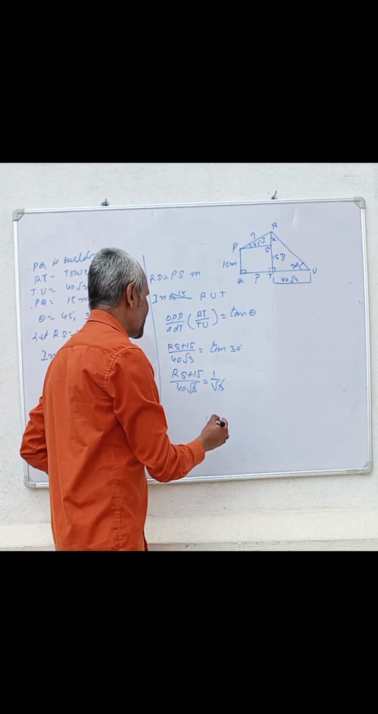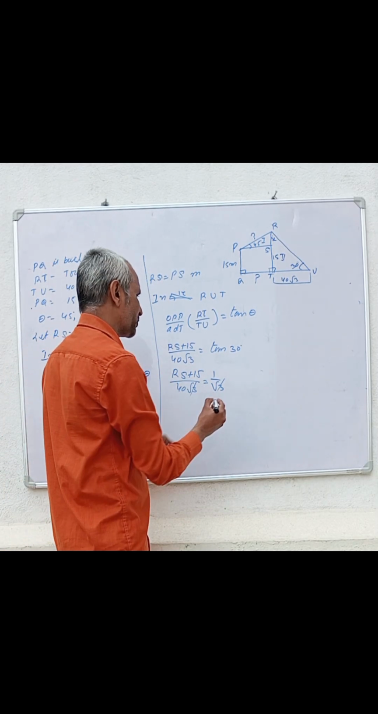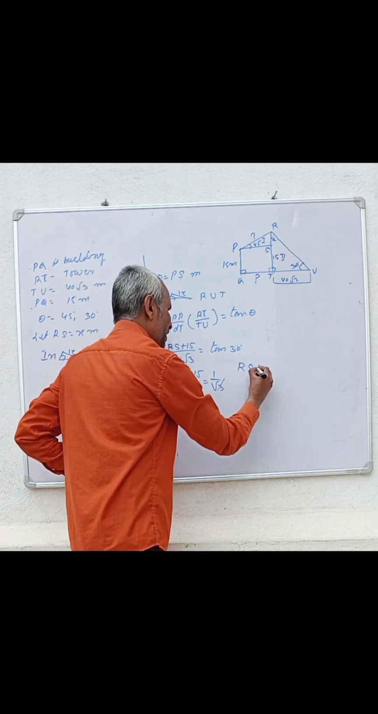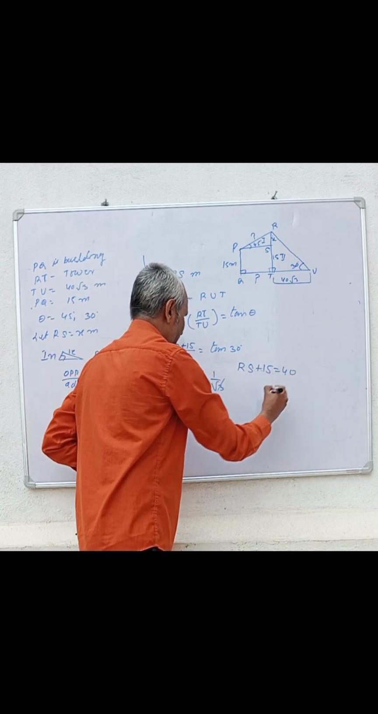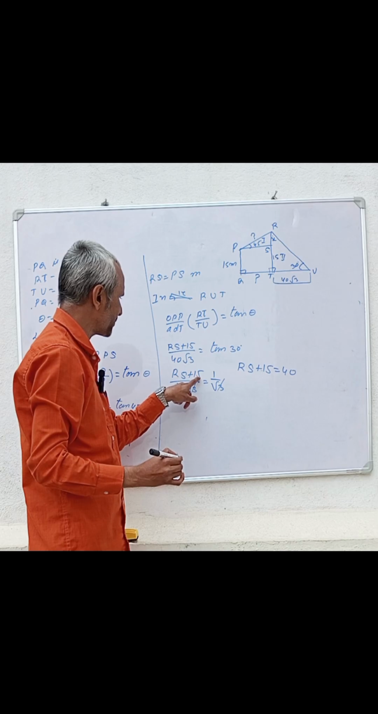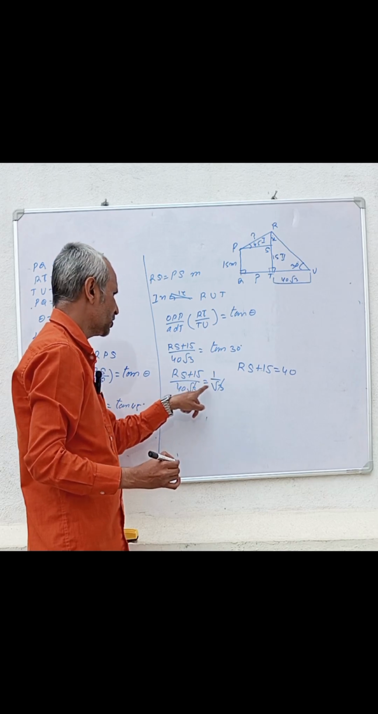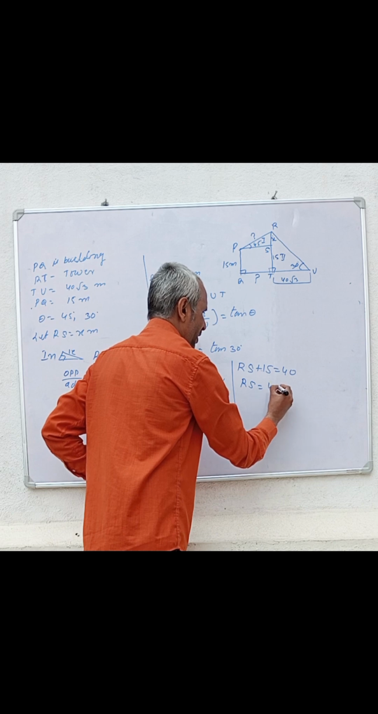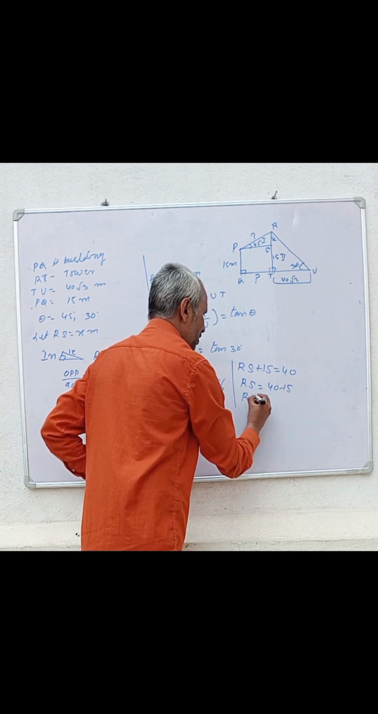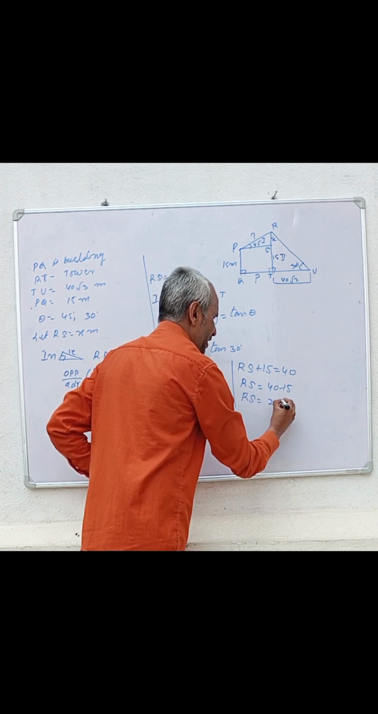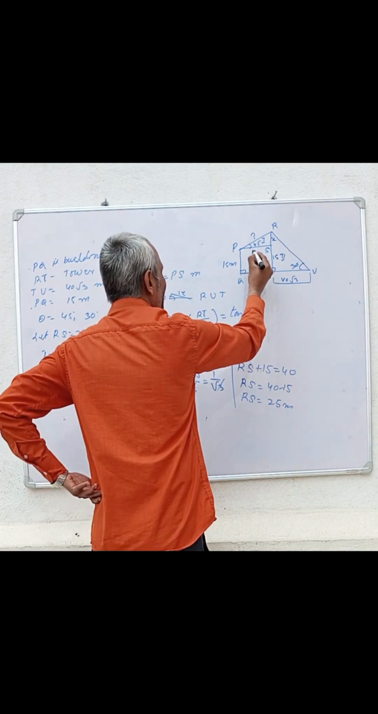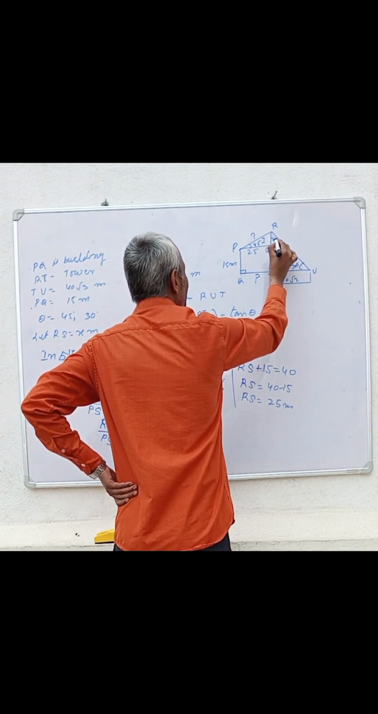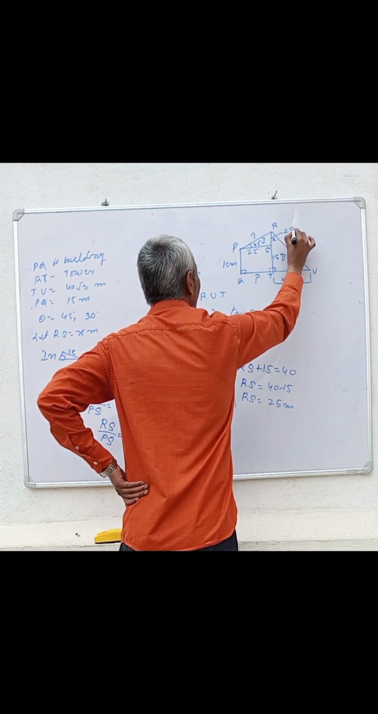Now we can write it like this also. 40 into (RS plus 15) is equal to 40, because of RS plus 15, downside nothing is there, 1 is there, to multiply them. RS is equal to 40 minus 15. RS is equal to, we got the 25 meter. Means this is the 25 and this is also the 25 meter.